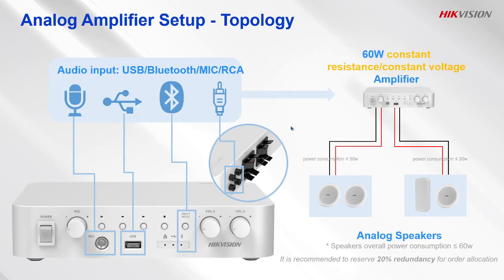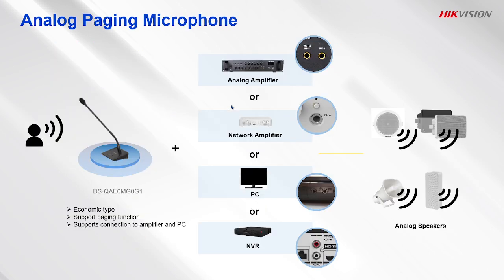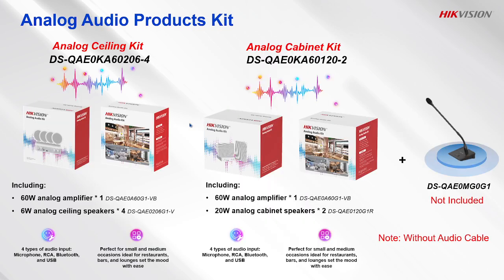Now, the analog amplifier would have a microphone interface, a USB interface for music, a Bluetooth option, and an RCA interface. Then you have the microphone options: the analog paging microphone, and the analog one which is installed on the desk.